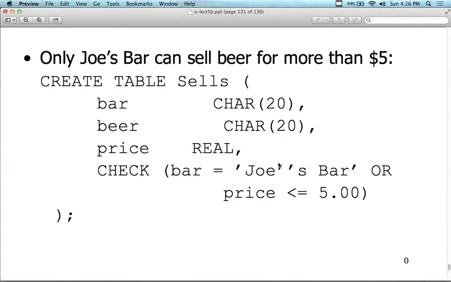Here's a row-based check. Only Joe's Bar can sell beer for more than $5. So we have to check to make sure the name is Joe's Bar if we're going to allow the beer to be higher than $5. So create table Sells. And then we have the bar, the beer, the price. And then we have a check. So the check is being put in as an element. And the element here is if the bar is equal to Joe's Bar or price is smaller than or equal to $5. So Joe's Bar passes.